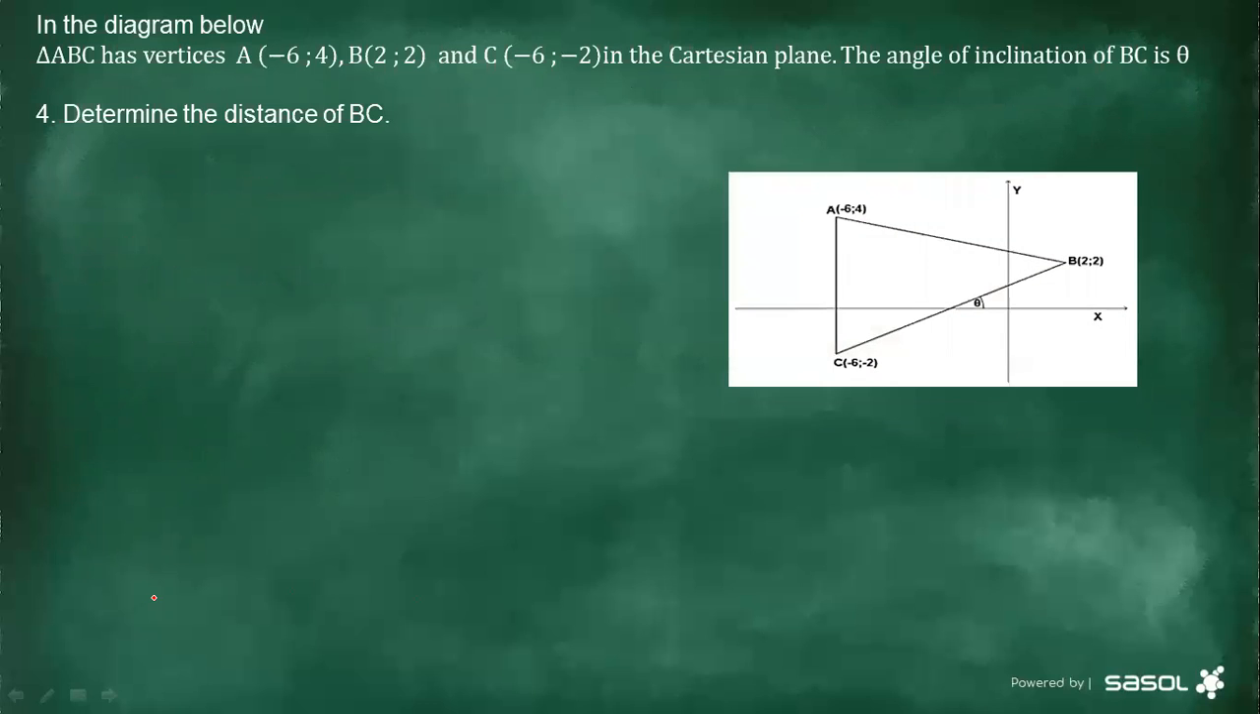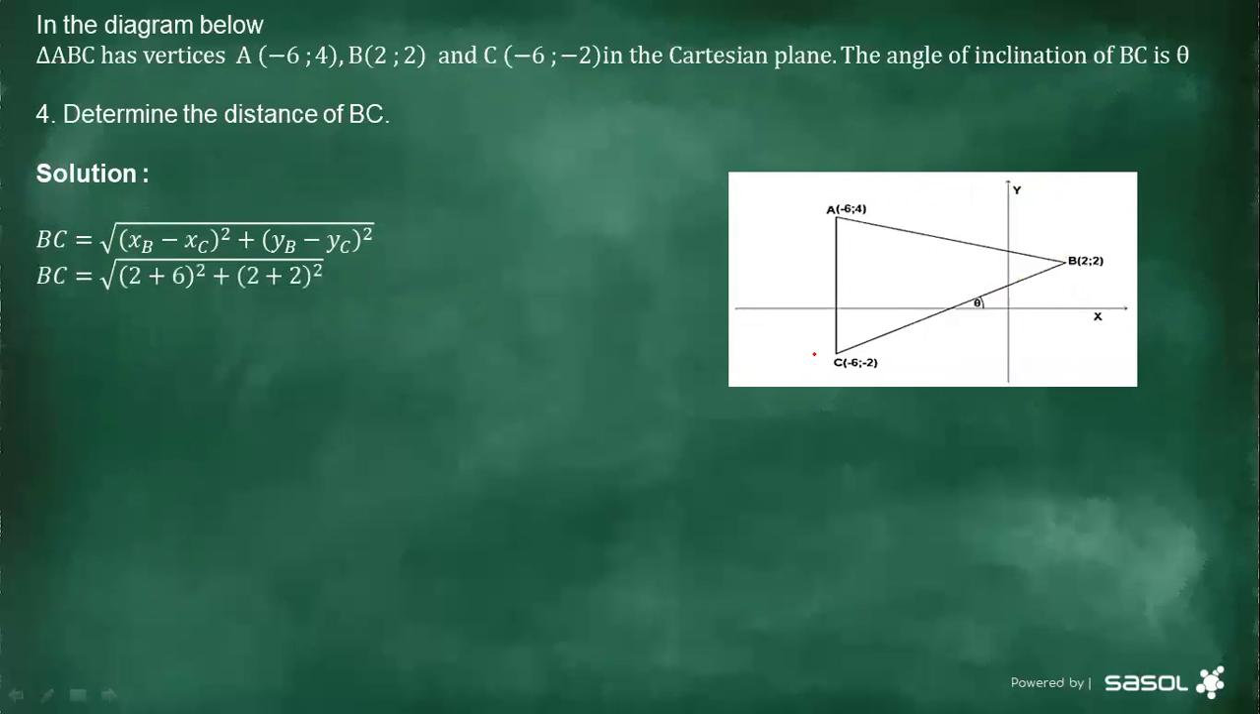We're still on the same question, same scenario. Now we need to answer the following question. Calculate the distance of BC. We need the distance of BC. You write the correct formula for the distance. You then substitute correctly. You press your calculator. And then we have square root of 80, which is 4 square root of 5. That is the distance of BC.